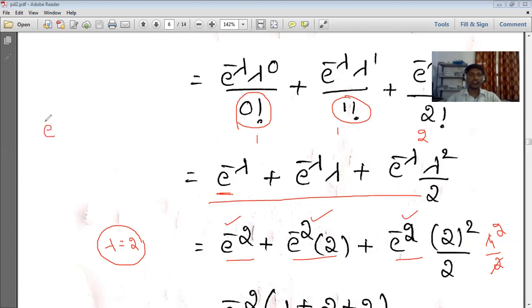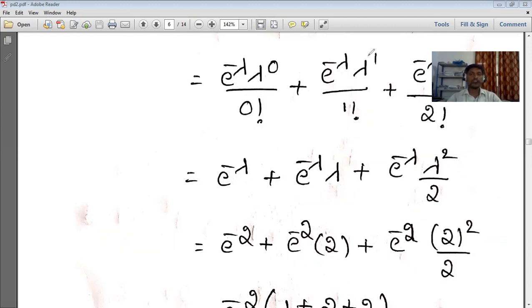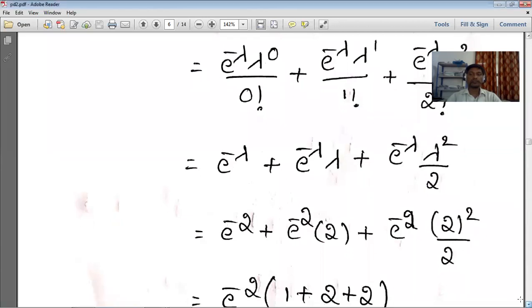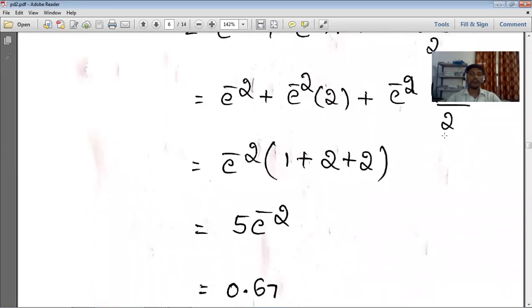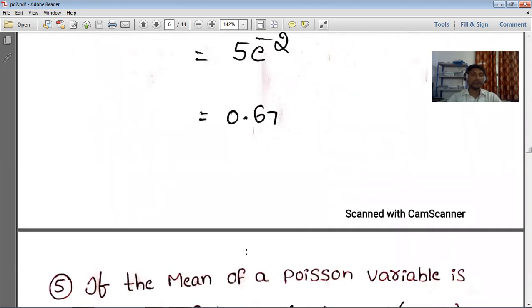If we take e^(-2) as common, what about the remaining? 1 plus 2 plus 2, since 4 by 2 is 2. So 2 plus 2 is 4, plus 1 is 5. So 5 e^(-2). This value we need to calculate. So 5 e^(-2), you can calculate this value: 0.67.